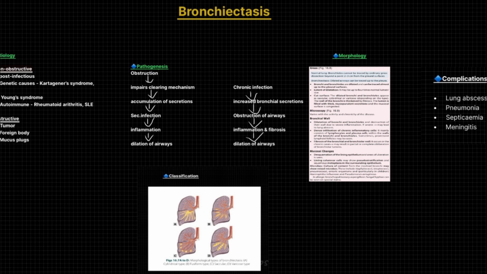So in this session we are going to deal with bronchiectasis, another common disease in the respiratory system. Hope you have watched the other videos of the respiratory system. In this session we will be dealing with the etiology, pathogenesis, morphology and complications of bronchiectasis. As an introduction, bronchiectasis is a permanent and abnormal dilatation of bronchi and bronchioles. So let's go on to the subtopics.